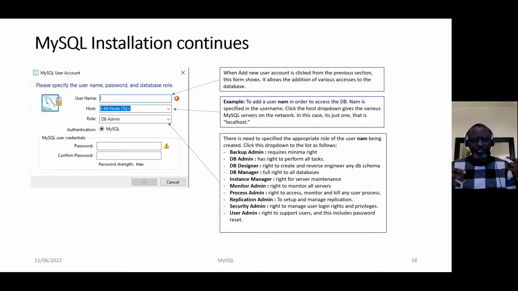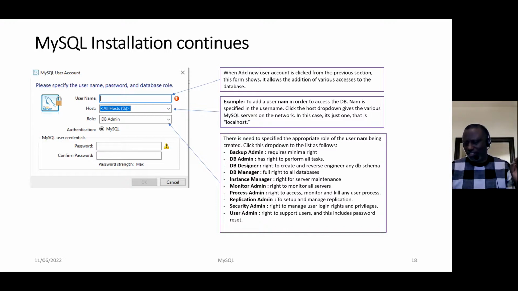Then process admin, the right gives access to monitor and to kill user processes. There are times users will be working and there will be some locked processes that will need a user process to be killed. Yes, it is done here. Sometimes it is done at the application level. So that is what happens here. We have replication admin whose job is just to do replication from one site to another. The right here is specifically to do that job and nothing else.